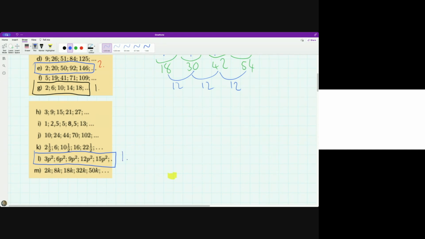Okay. I feel like you guys have got the basics of how this works. Let me give you one more number pattern. What about a number pattern that looks like that? What type of number pattern is that? Is it arithmetic, geometric, quadratic, or something different?